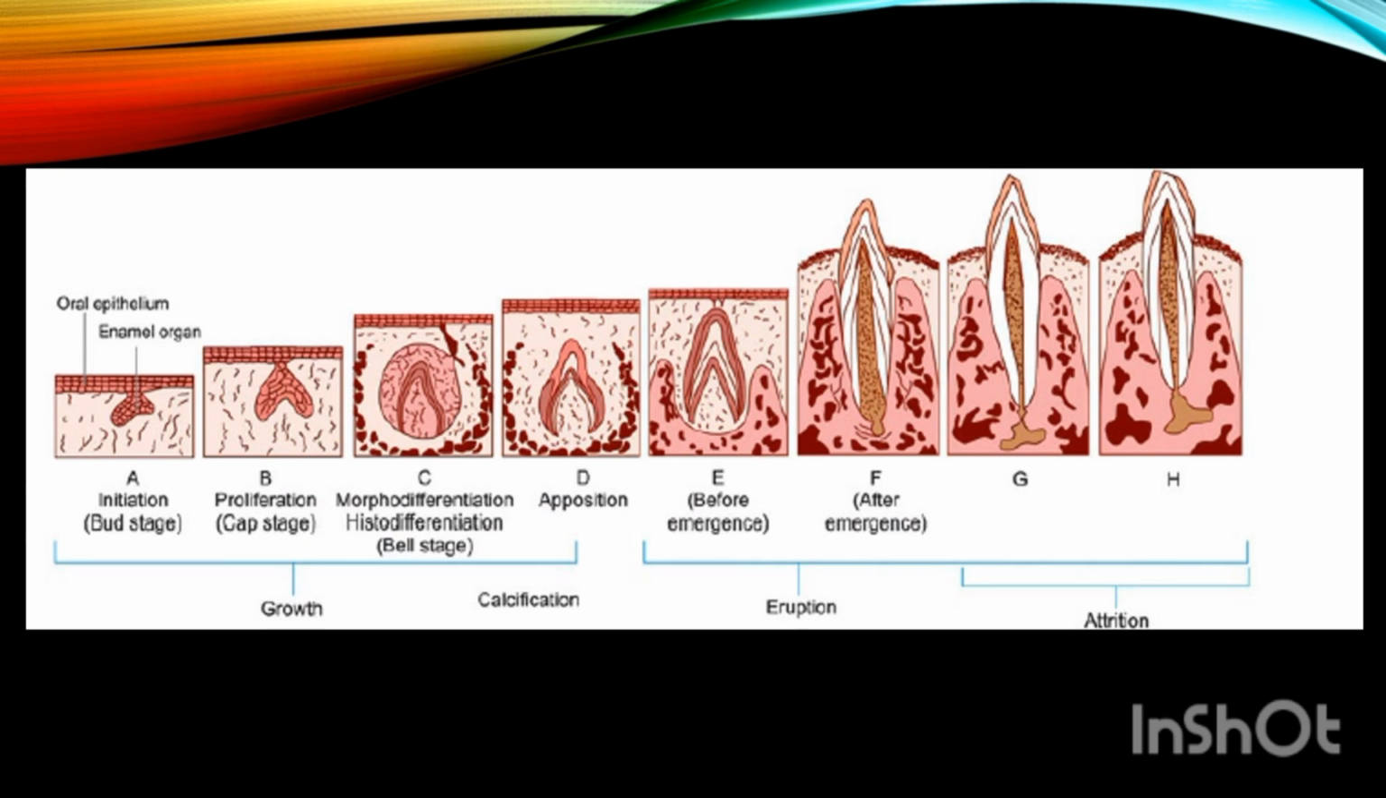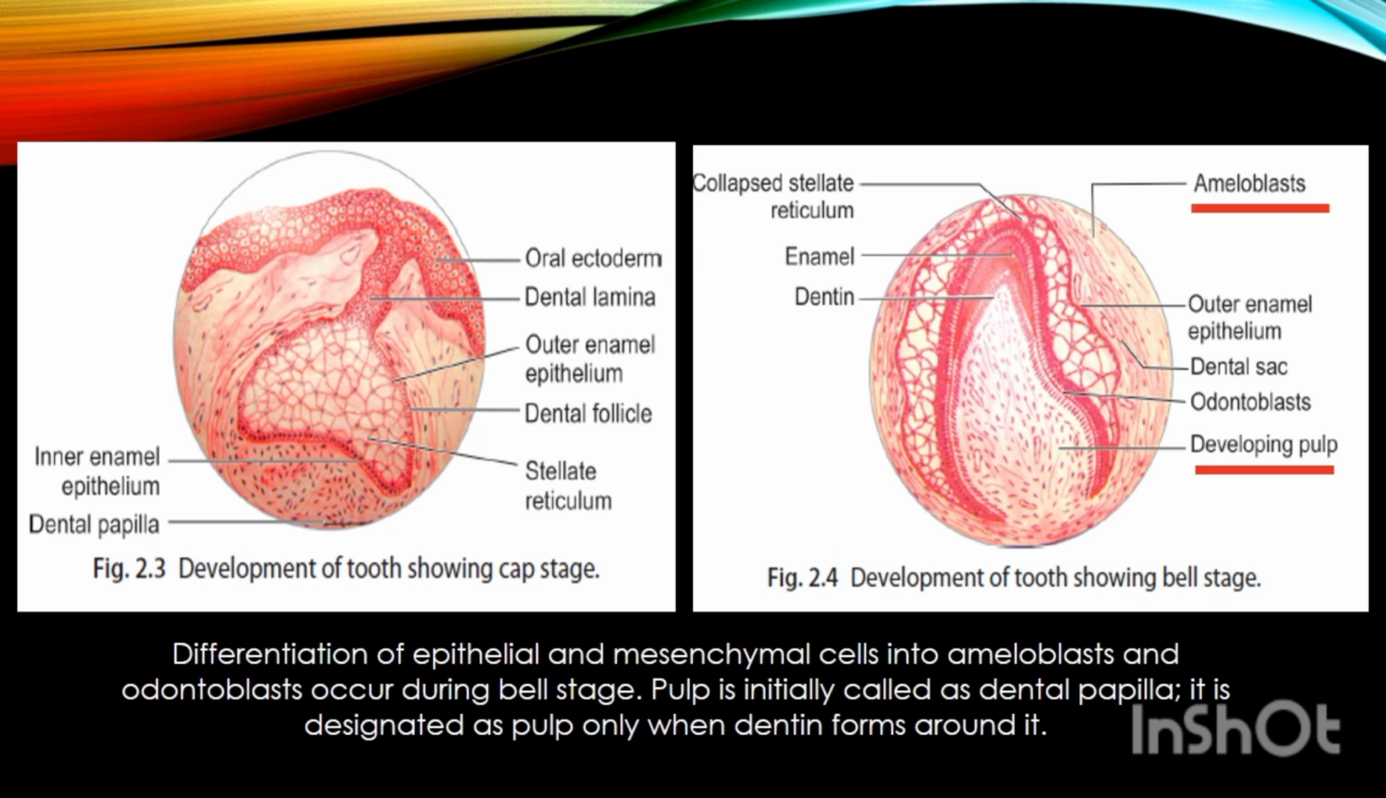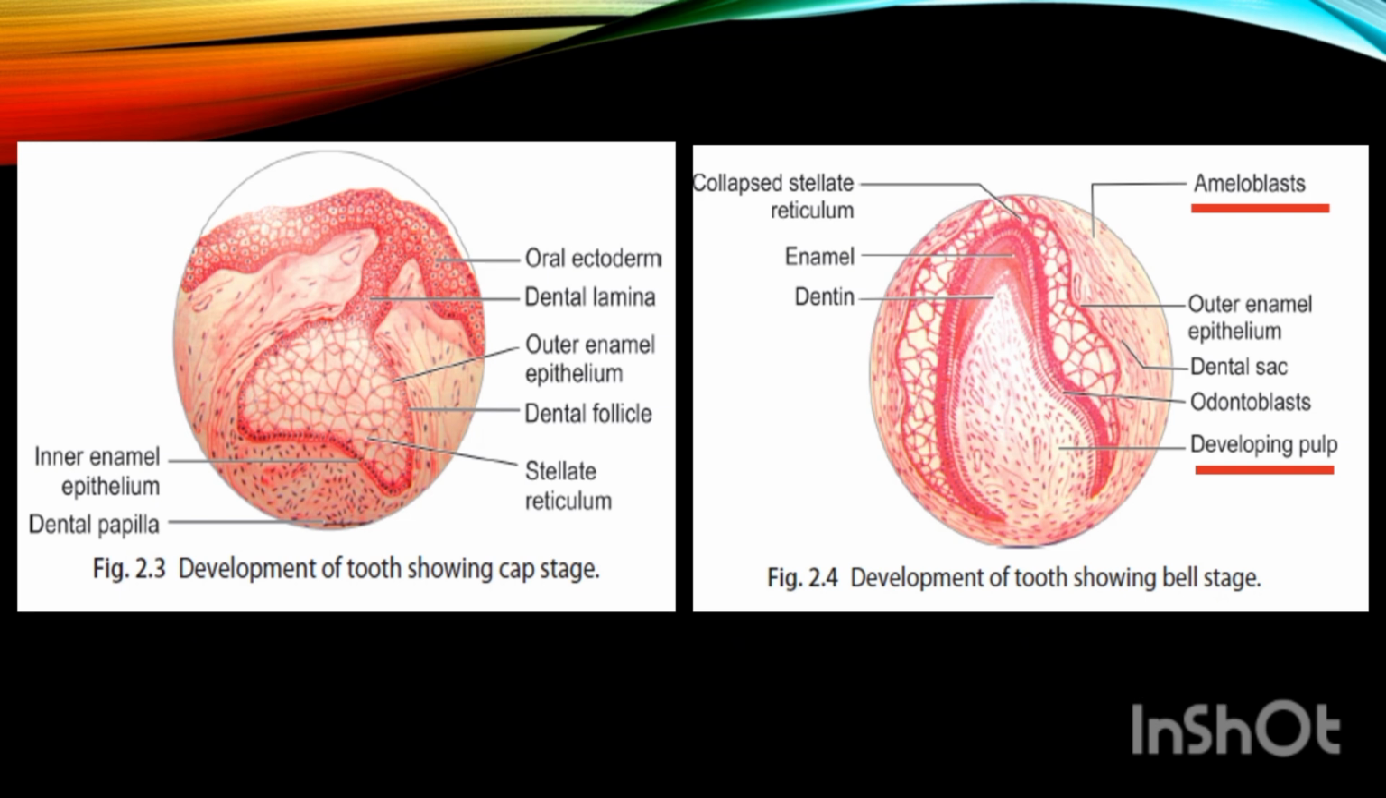Now there are different stages in the tooth formation. So the first stage is the bud stage, and then there is the cap stage, and there is the bell, and finally the advanced bell stage. Now in this slide you can see the difference between the cap stage and the bell stage. So in the cap stage there is an invagination that has been formed, whereas in the bell stage it has become more pronounced, and you can see the formation of ameloblasts as well as the developing pulp.